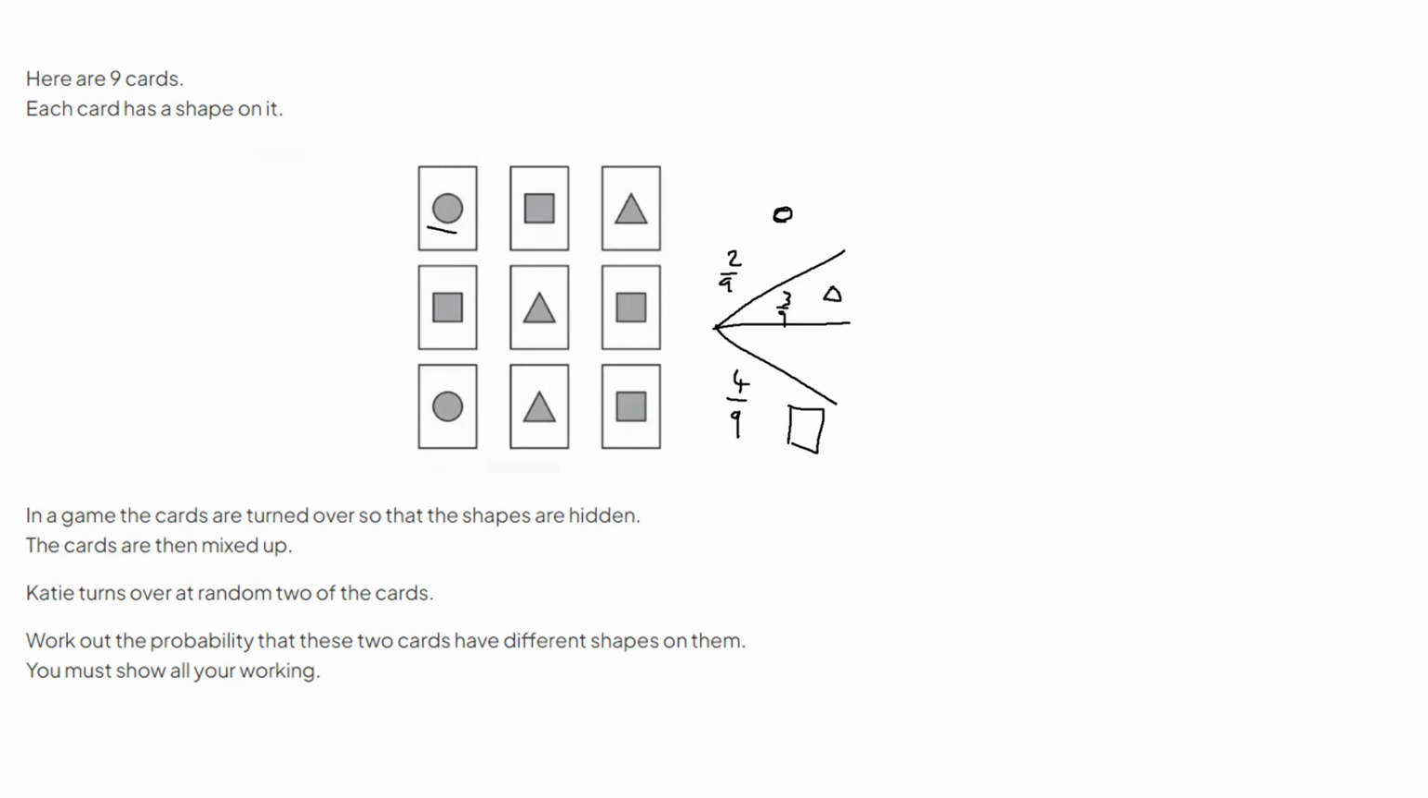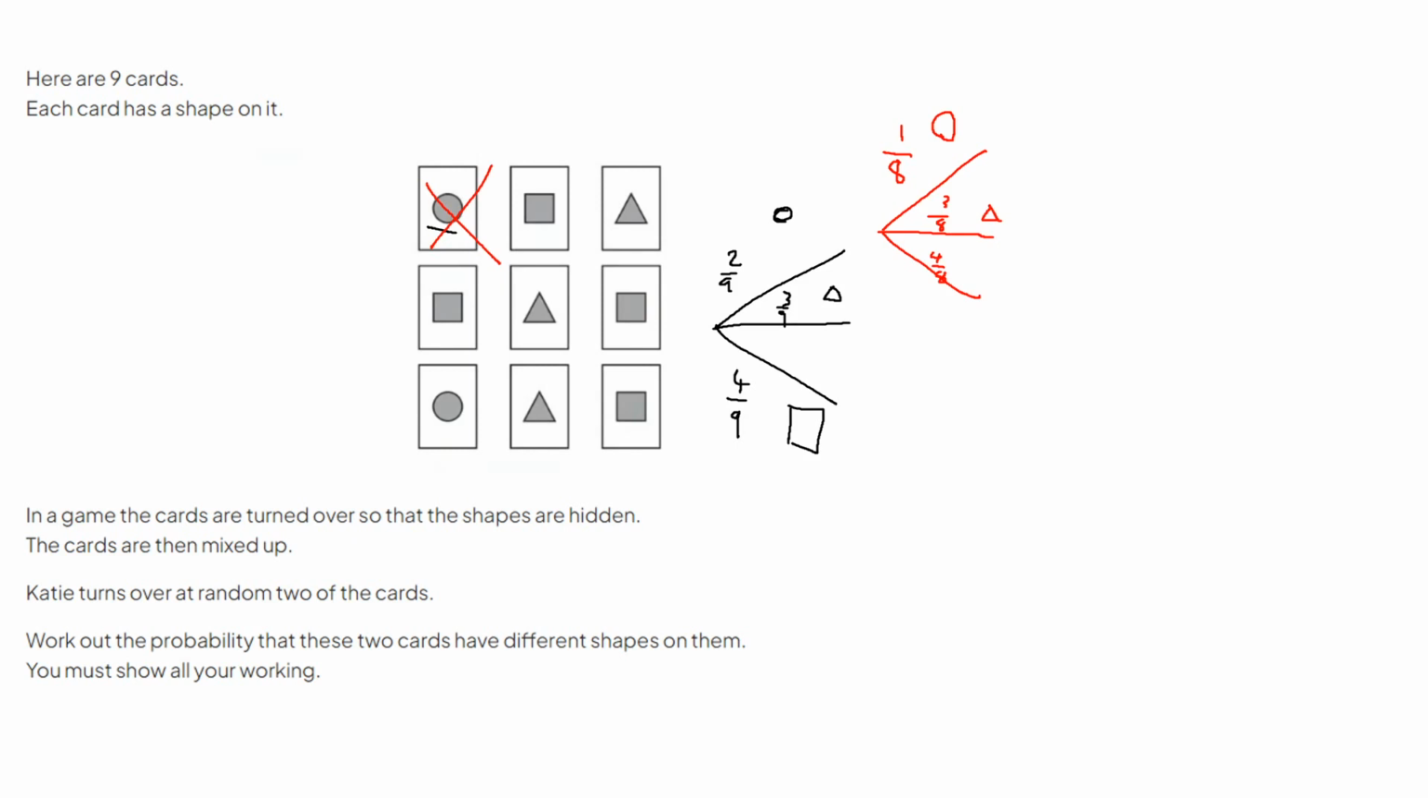Let's look at the circle first. If we take away one of those circles, there's only going to be a 1 in 8 chance, because now there's 8, of it being a circle. But the other probabilities, at least the numerator, stays exactly the same. So this will be 3/8 and this will be 4/8.